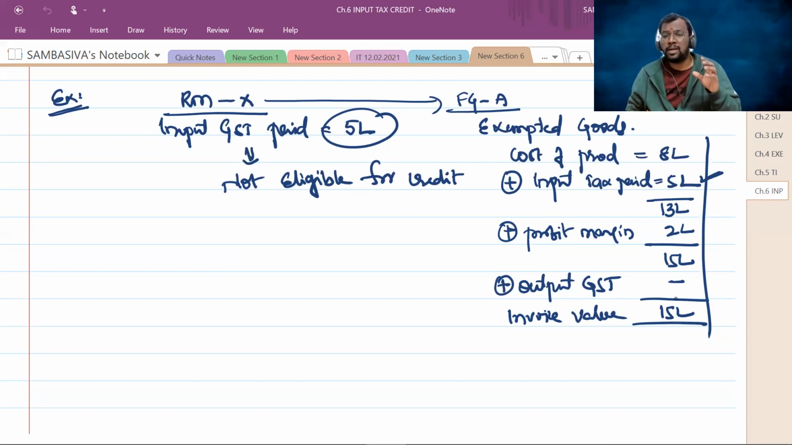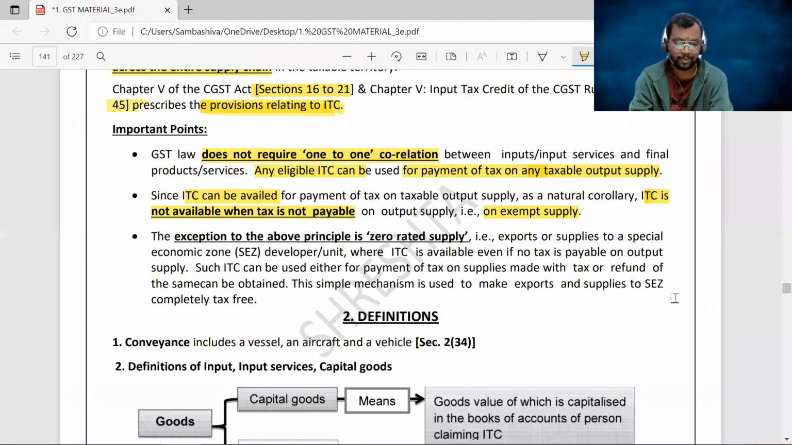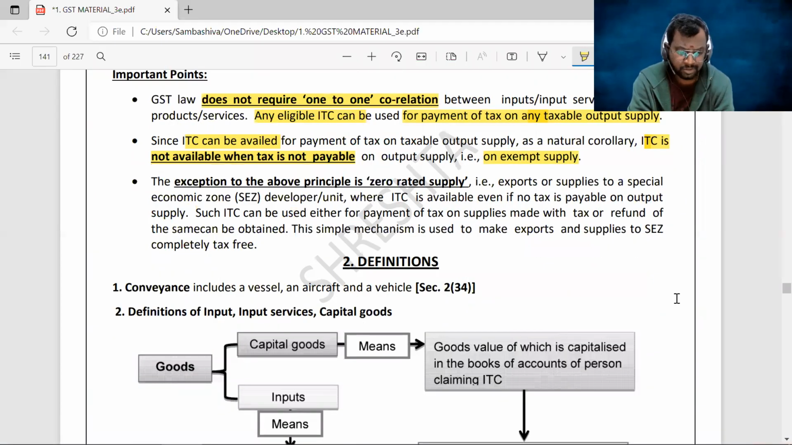Whatever input taxes you have paid for producing the exempted goods or for the provision of the exempted services, such input taxes are not eligible for credit. Clear, sir? That is an important point you have to learn from this example. Next, the exception to the above principle is zero rated supply.